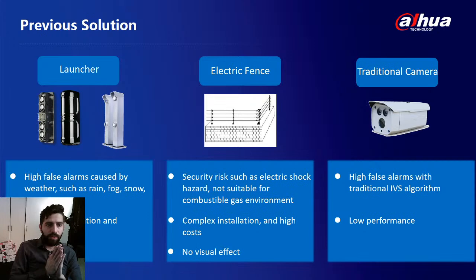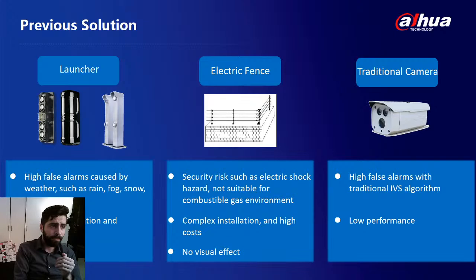For the electrical fence, there are security risks such as electric shock hazard, and it is not suitable for environments with a lot of gas, as there must be some sparks. Complex installation and high cost, and there is no visual effect. For the traditional camera, high false alarm with a traditional IVS algorithm and low performance.